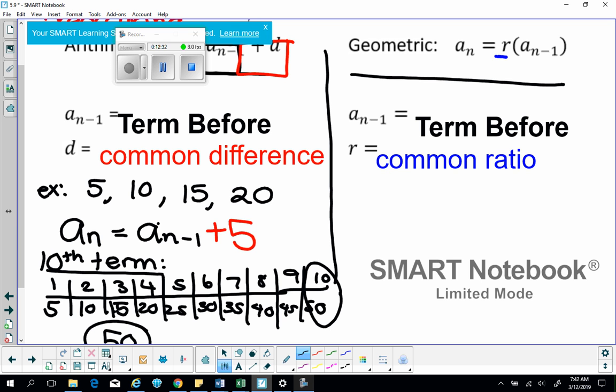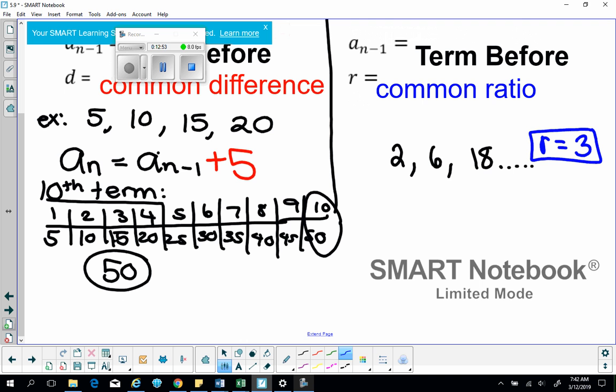So let's look at this one. 2, 6, 18, etc. What's happening there? Multiplying by what? Good. So my R would be 3. So common ratio just means what's being multiplied. If you couldn't figure that out, remember I could just take the last term divided by the term before, which would get me 3. So all I'm writing in my equation is a to the n. To get the next term, I multiply by 3, so instead of r, I'm going to put 3, times a to the n minus 1.